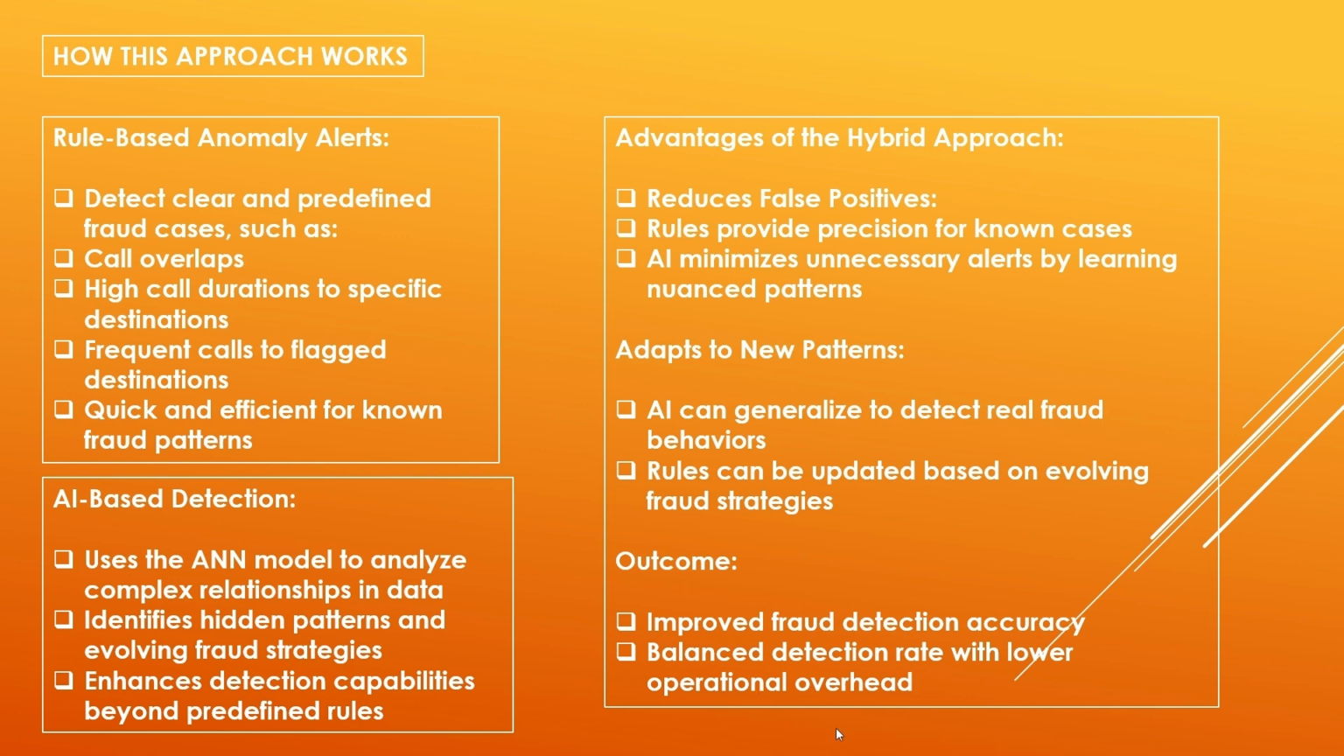Okay, so let's quickly end this slide. These are the advantages of this hybrid approach. Reduce false positives. Rules provide precision for known cases, meaning rules are made based on previous historical fraud data, as we all know. So a rule-based alert means flagging the records which are similar to previous fraud records.